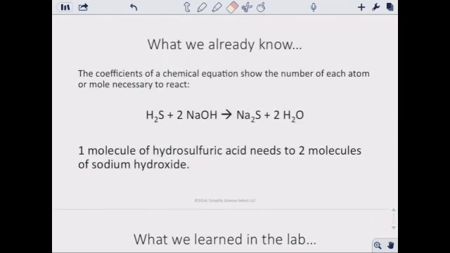So what we already know coming into this is that the coefficients of chemical equations show the number of each atom or mole necessary for a reaction. So we see that 1 mole of our sulfuric acid, which is right here, to 2 moles of sodium hydroxide produces 1 mole of our sodium sulfide and 2 moles of water. And so that shows us our mole ratio.